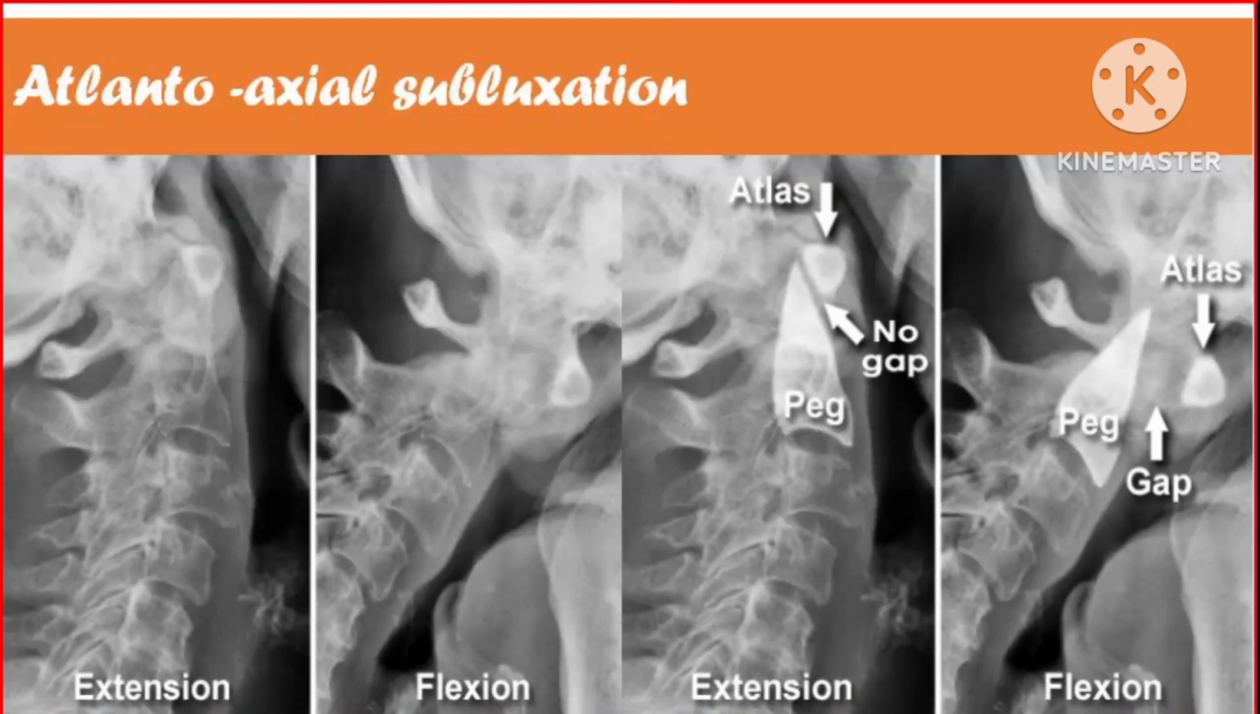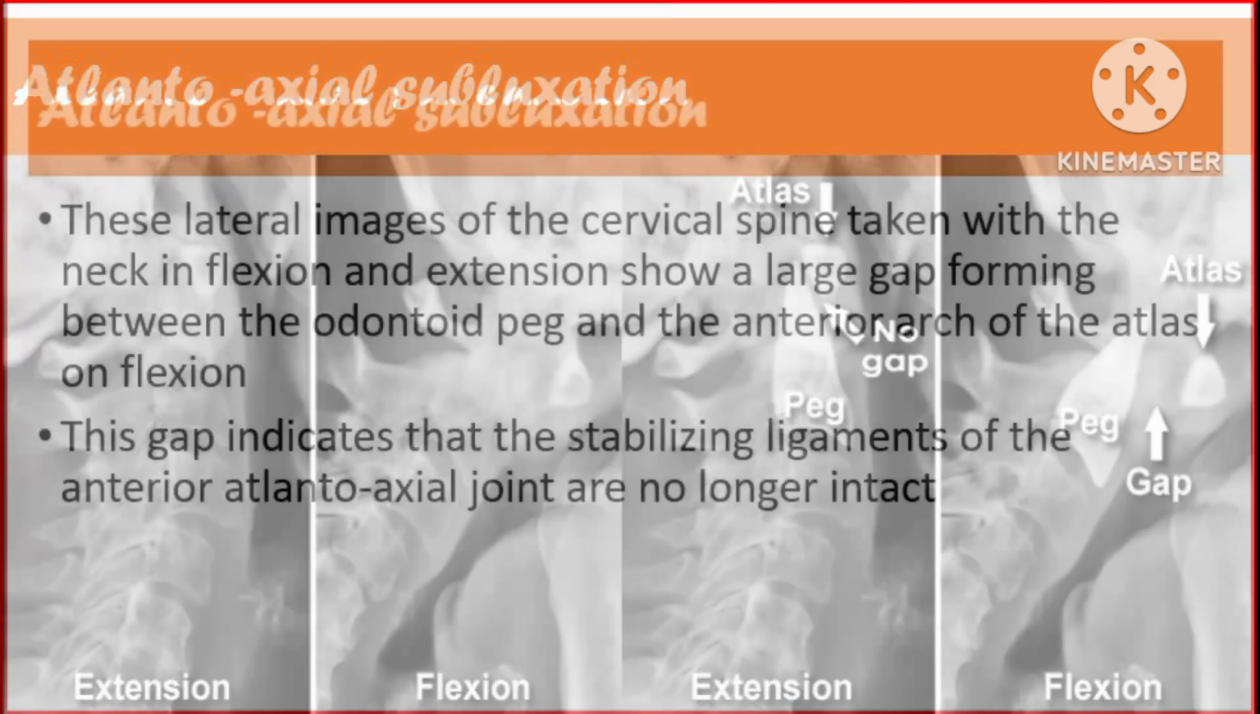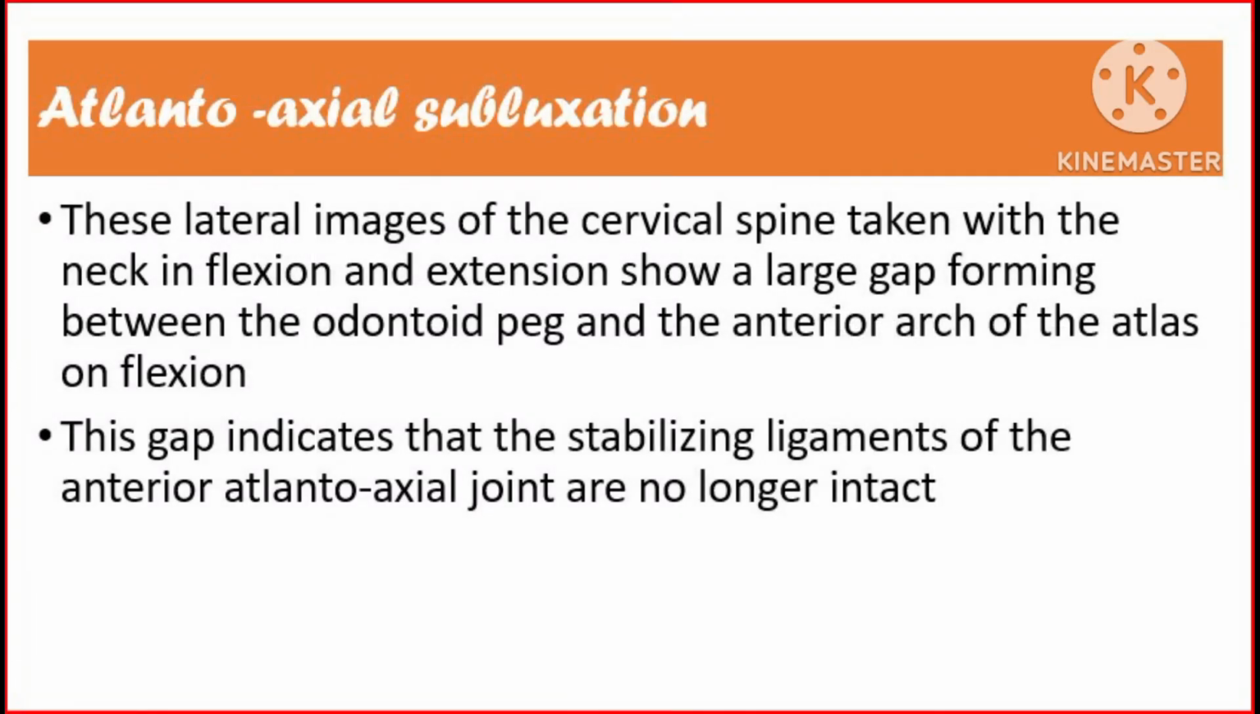These lateral images of the cervical spine, taken with the neck in flexion and extension, show a large gap forming between the odontoid peg and the anterior arch of the atlas on flexion. This gap indicates that the stabilizing ligaments of the anterior atlantoaxial joint are no longer intact.